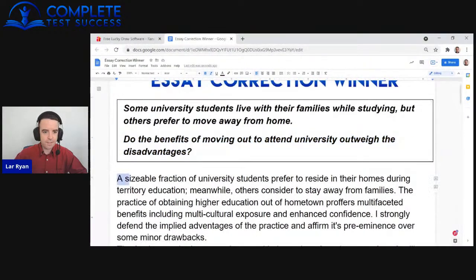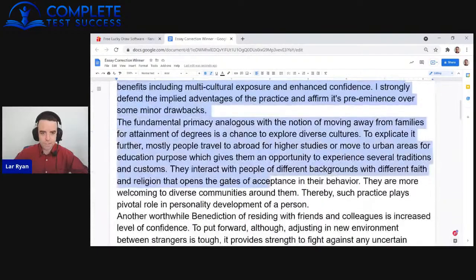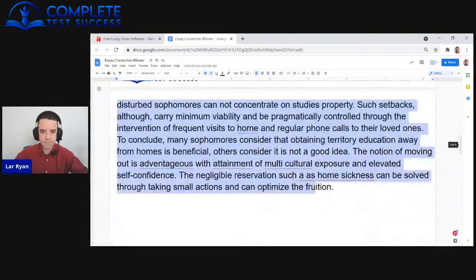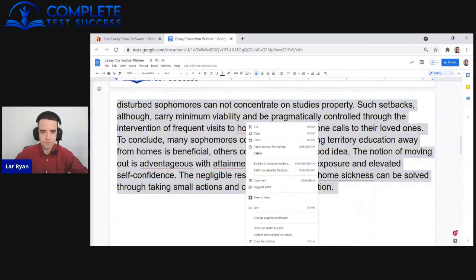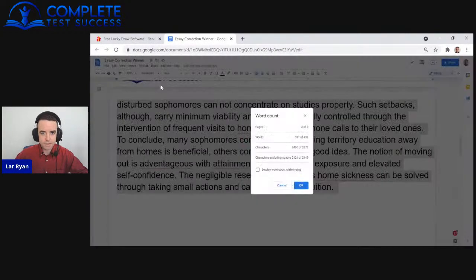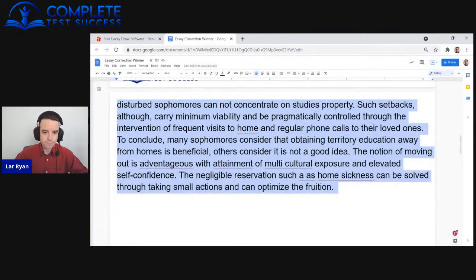Now, straight away, when I look at Bushra's answer, what hits me is it looks quite long. Let me just do a word count on that. 371, that's way too long. What I'll often get from students when I say the essay is too long is, well, I wrote it in 20 minutes or 30 minutes, so it's not a problem. But it is a problem.